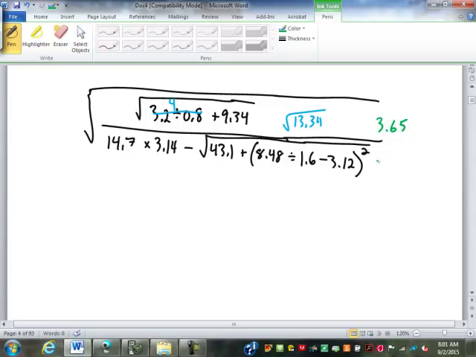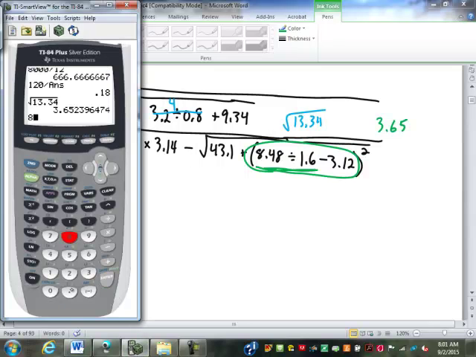How many you got to that point? Good deal. On bottom, where are we going to start? In the parentheses. And the first thing we're going to do is this right here. Then we're going to square it. So we got the division to do first. 8.48 divided by 1.6 is 5.3, and then subtract the 3.12. Then square it. So I got 4.7524 in there.